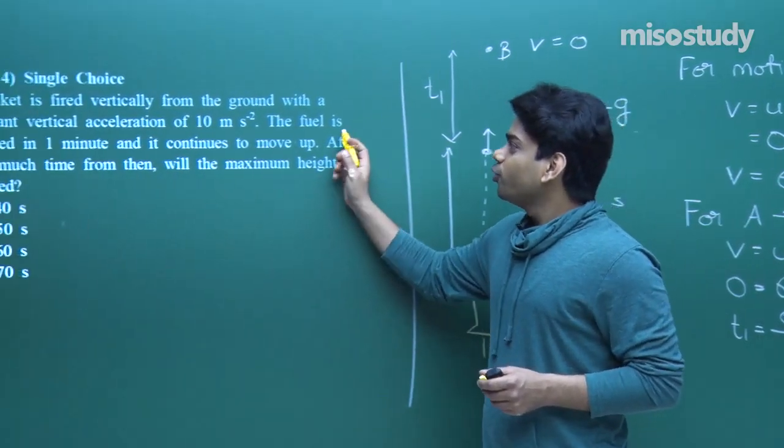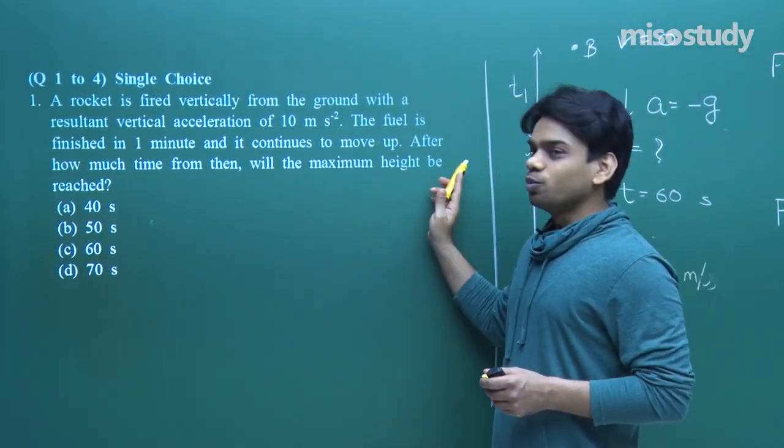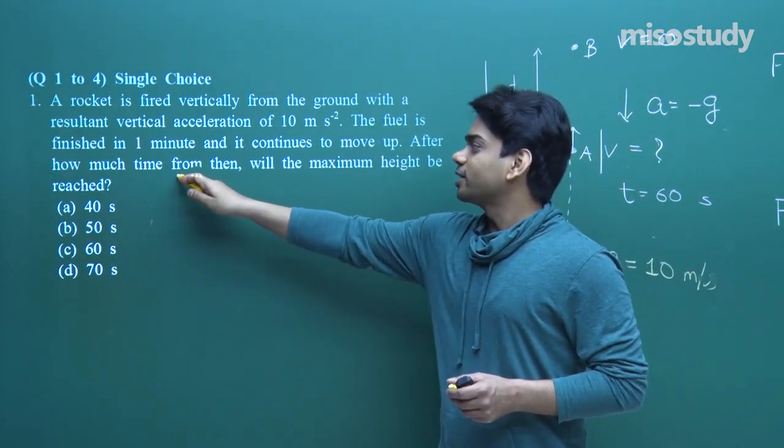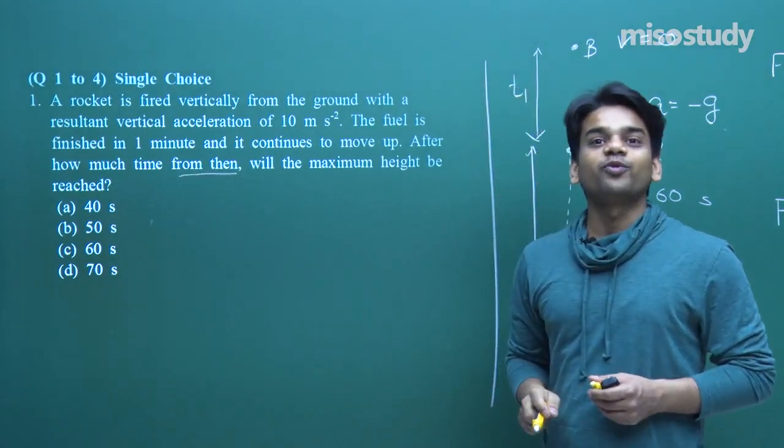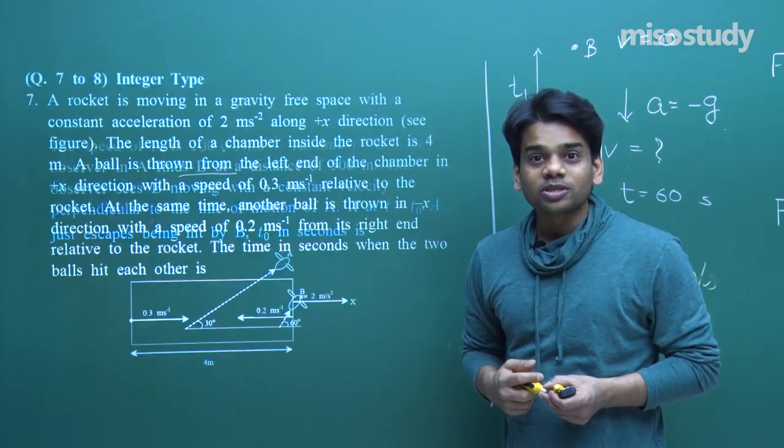So see here, the fuel is finished in 1 minute and it continues to move up. After how much time from then? That means from point A we need to find out the time taken. How much time from then?